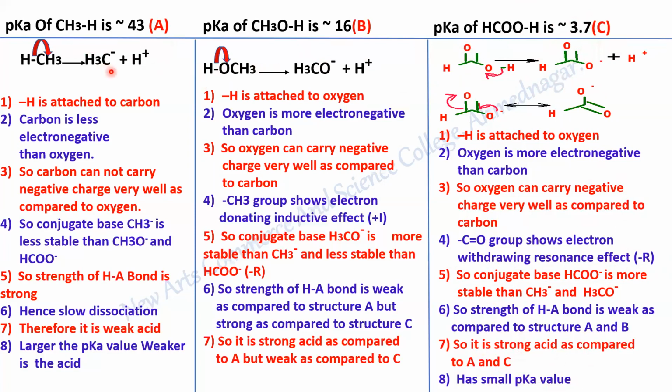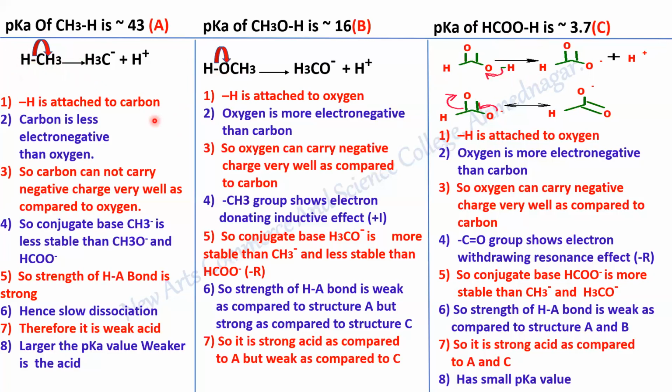First is the electronegativity of E. So carbon, oxygen, oxygen, that is the electronegativity of E. What is the second factor we discuss? That is the strength of the HA bond. So here the strength of the HA bond is strong as compared to this. Among the three, the strength of the HA bond is very, very weak in methanoic acid. So that is the second thing that we discussed.